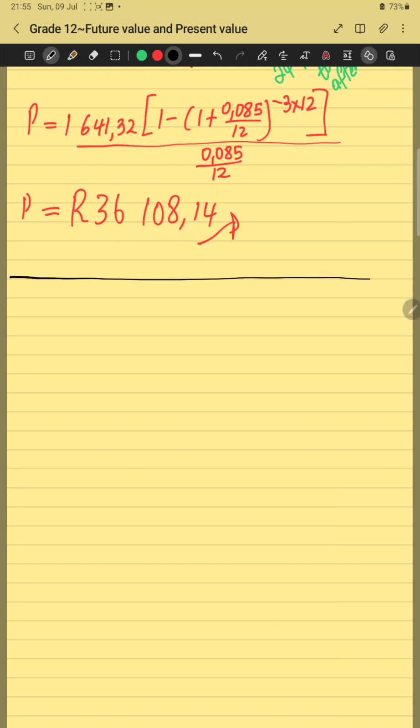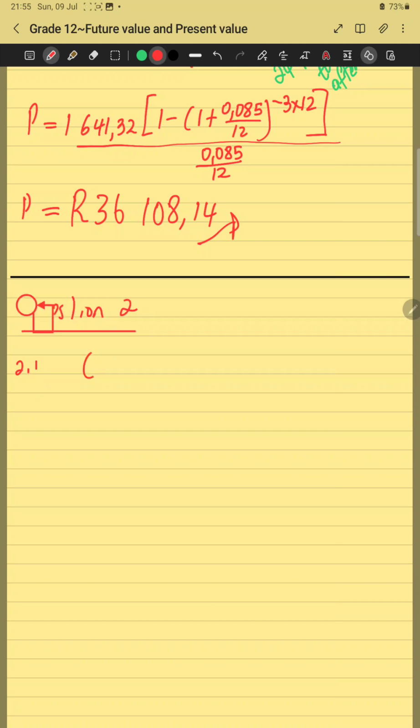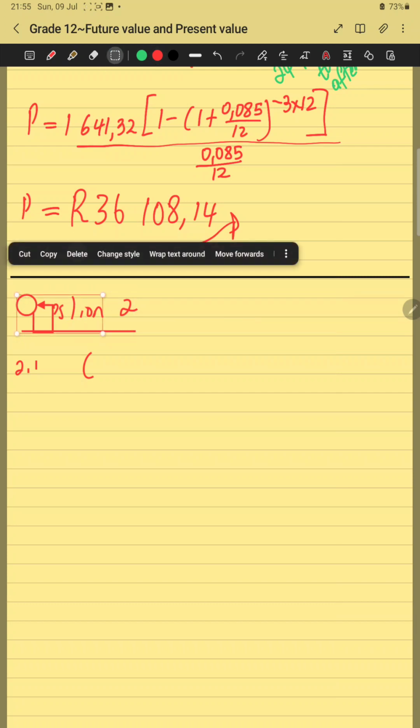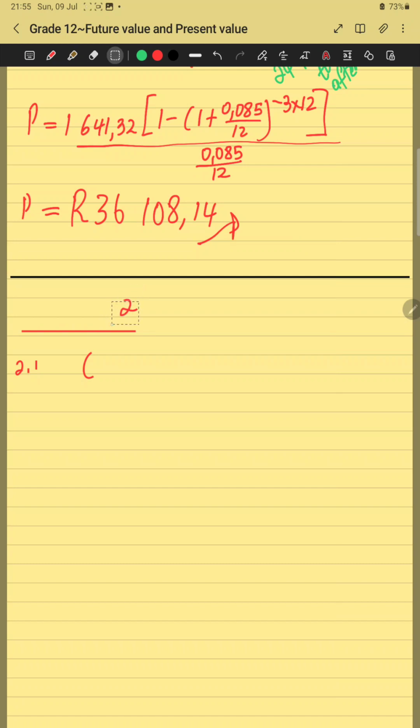So let's just draw a line here. Perfect. And then there is question number 2. There is 2.1. Wonderful. So this must be question number 2. Okay, so I said you're going to say cash price.